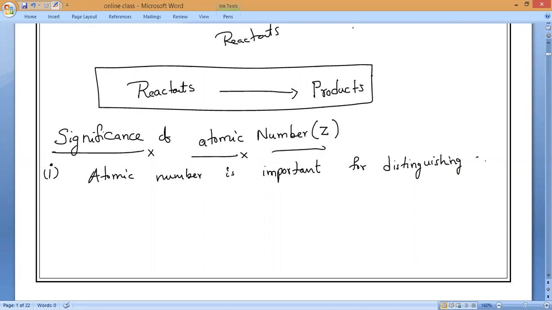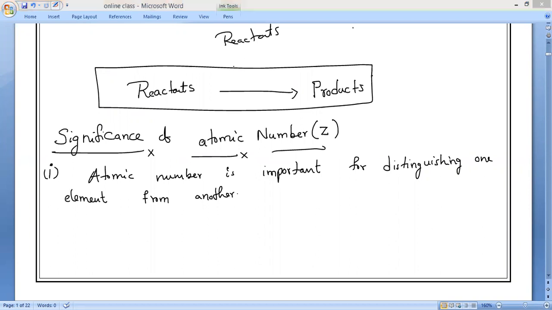Distinguishing one element from another. So you tell me, are there any two elements having the same atomic number? Is it possible? Is there any two elements having the same atomic number? Mr. Sanjay, Arun? Yes, sir. No. No two elements have the same atomic number.